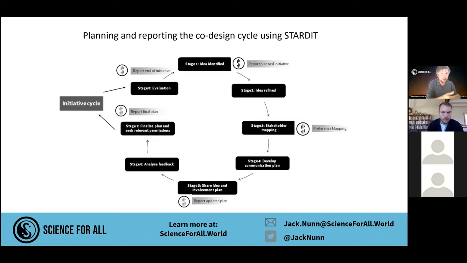What are different stakeholders' preferences? Sometimes researchers prefer to do everything online and on Zoom, and maybe the local community prefers to do everything face-to-face. There are different preferences. You need to make sure they're mapped and incorporated into how the project's planned. So STARDIT can be used to report all these different stages.